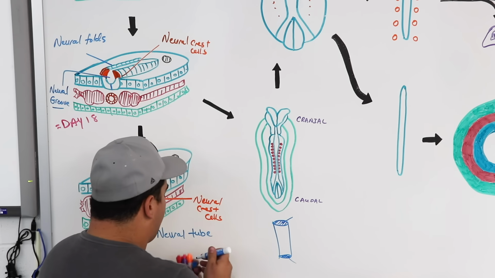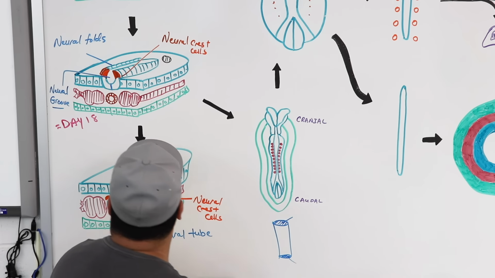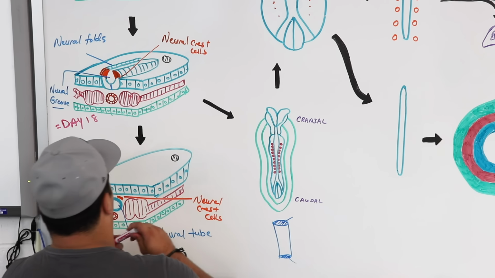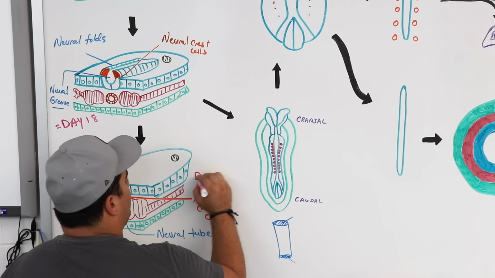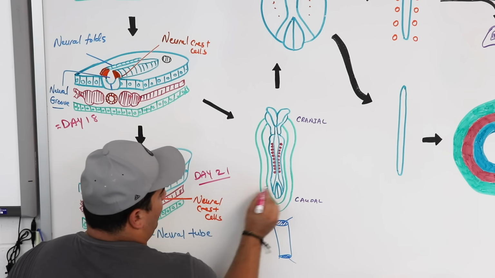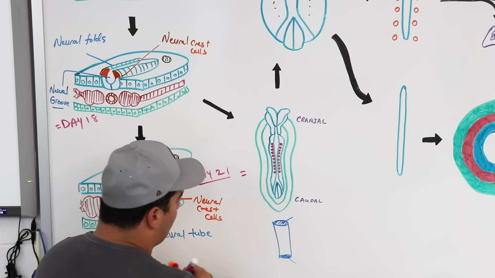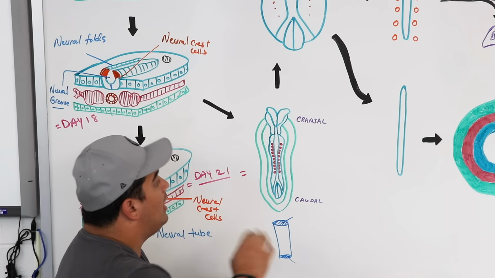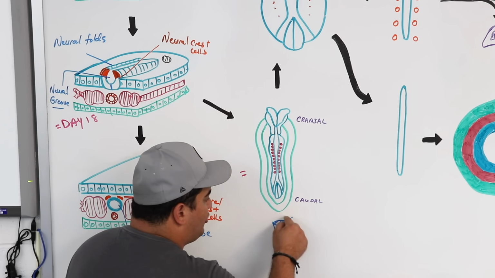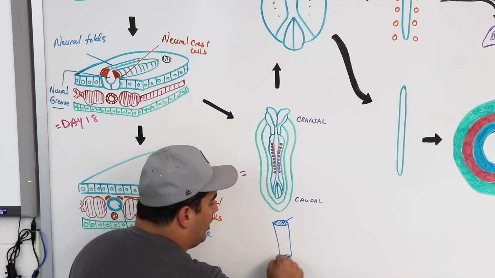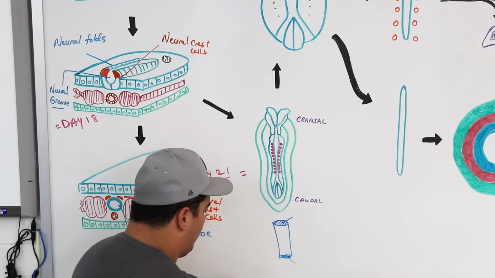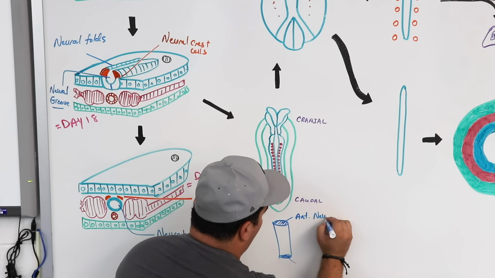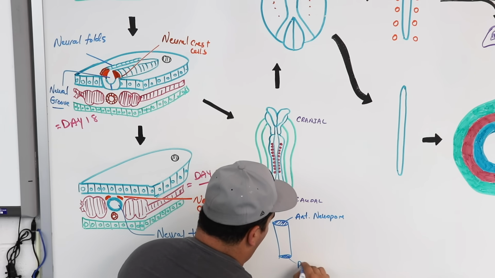Now, approximately around day 21, you completely form the neural tube. Here's my pink marker, there it is. So around day 21, you completely form the actual neural tube, okay? But the neuropores are still open around day 21, okay? As the cells continue to proliferate, eventually they close up that cranial end and that caudal end, or what we call again, what do we call this area here? Anterior neuropore and posterior neuropore.